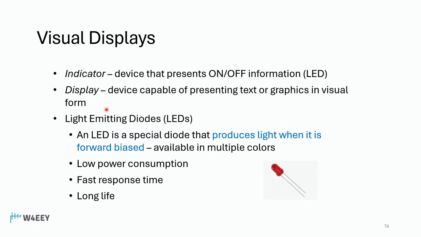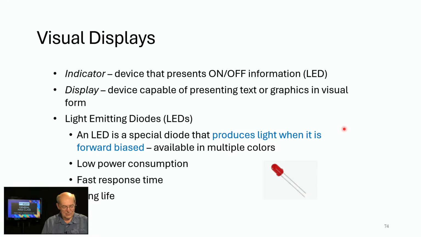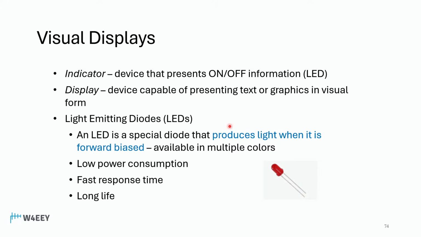Now, light-emitting diodes, one type of indicator. An LED is a special diode that produces light when it is forward biased. It's available in multiple colors. And the history of these is pretty fascinating. They worked and they worked and they worked to get all of the colors that we have available today. A lot of chemistry there. So a diode has to be forward biased. It has to be conducting in order for it to create light. Low power consumption, fast response time, long life. These are all things that we get with an LED, light emitting diode.